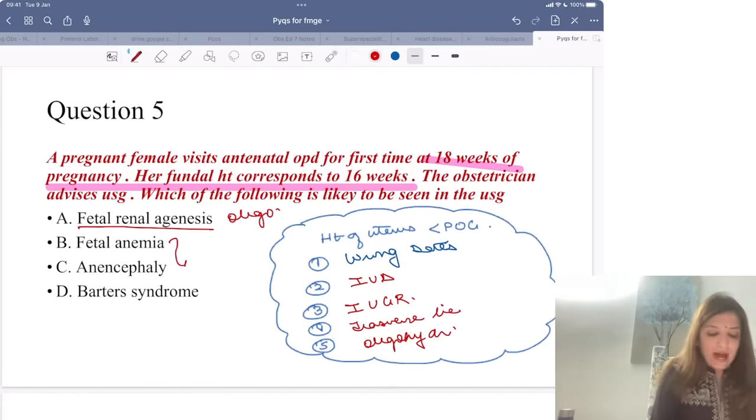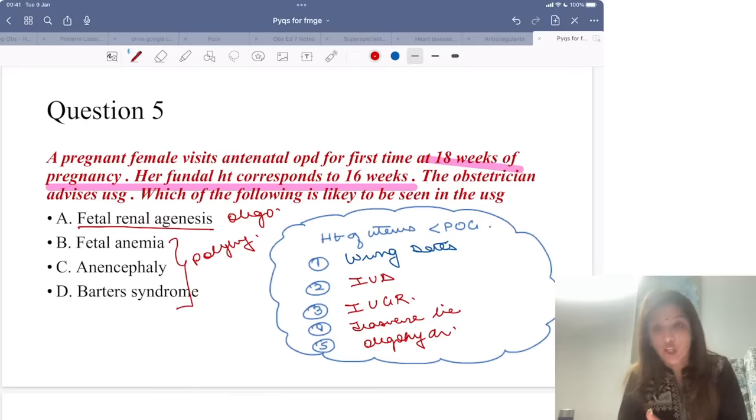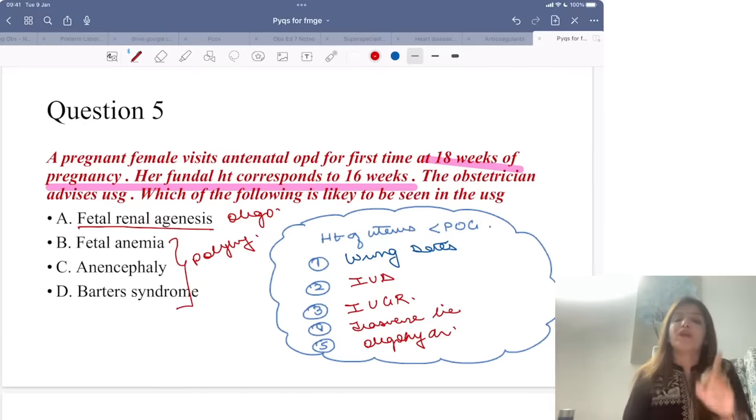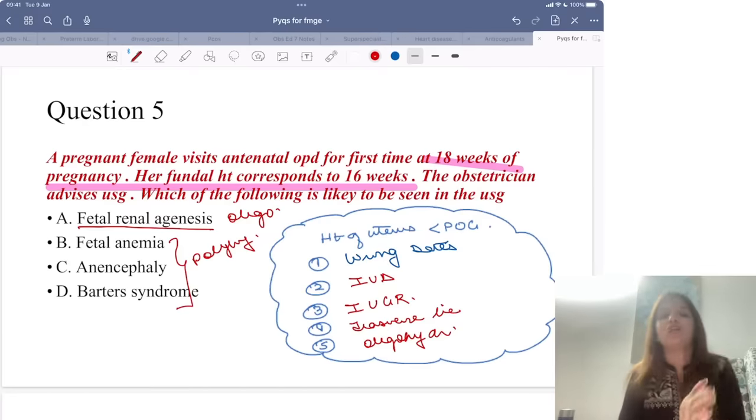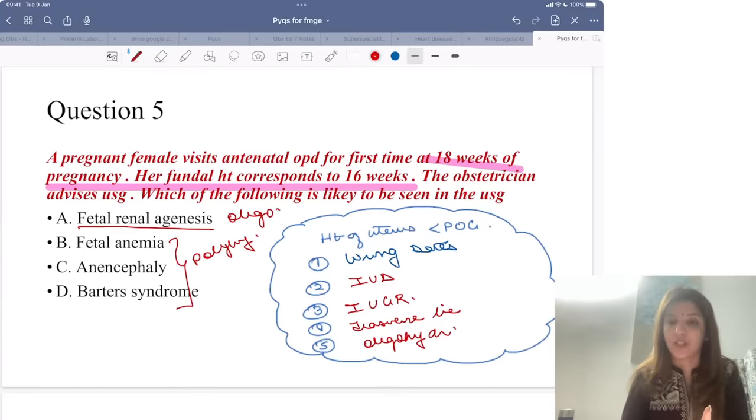Fetal anemia, anencephaly and Bartter's syndrome, all of them lead to polyhydramnios. And in polyhydramnios, height of the uterus is more than the period of gestation. Bartter's syndrome is one renal condition of the fetus in which you get polyhydramnios. Otherwise, in all renal conditions of the fetus, you get oligohydramnios. Bartter's syndrome is one renal condition of the fetus where you get polyhydramnios.